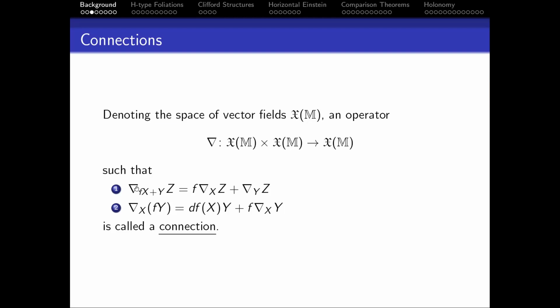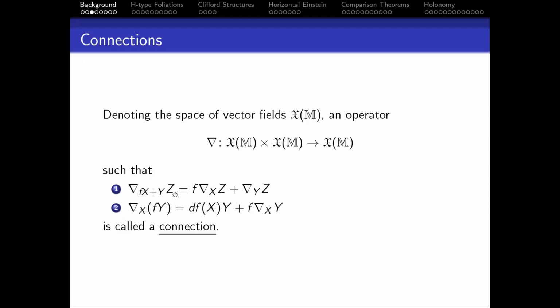So this here says that if the first component is a function times a vector field plus a vector field acting on a vector field, it acts linearly. So it's linear in this first component. And in the second component, if you multiply a vector field by a function, that you essentially get a derivative of that out. So it's a derivation in the second component. It's called a connection. This is supposed to generalize directional derivatives.